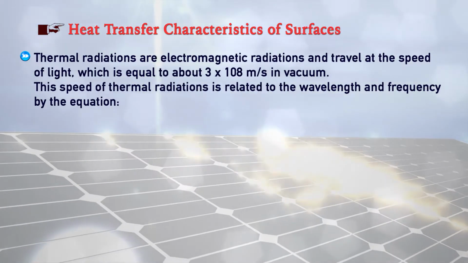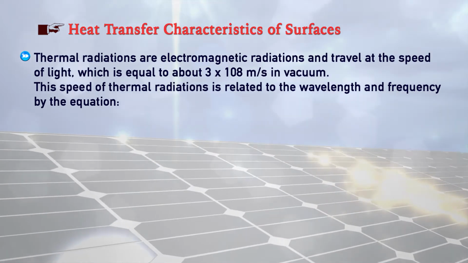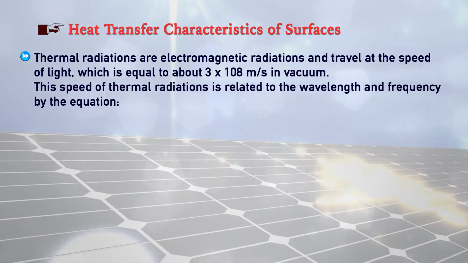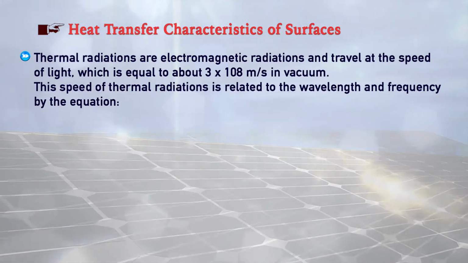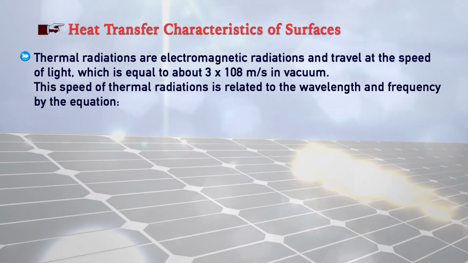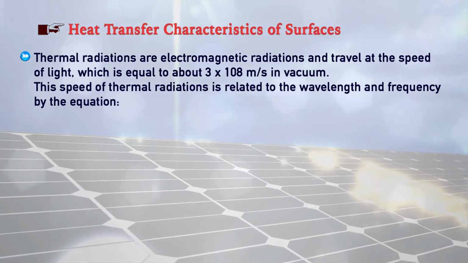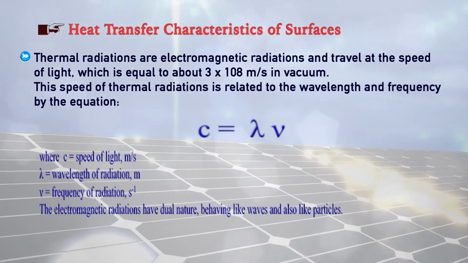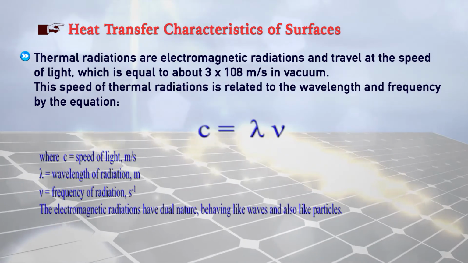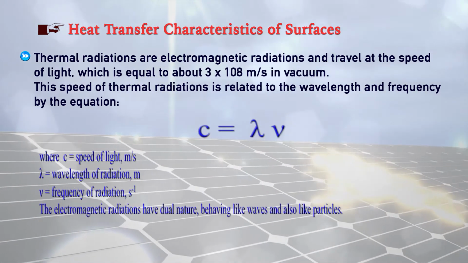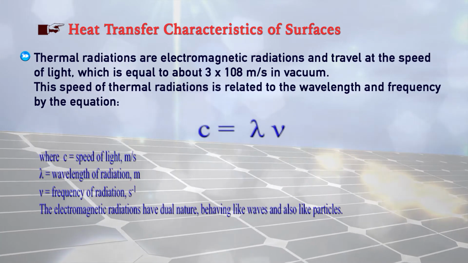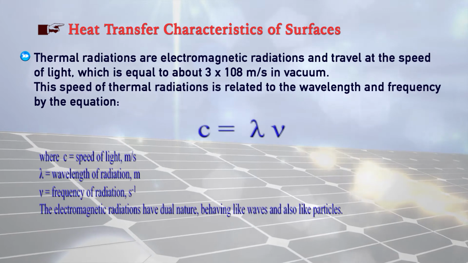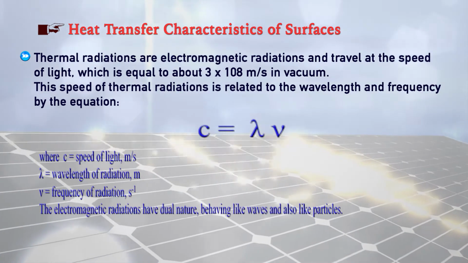Thermal radiations are electromagnetic radiation and travel at the speed of light, which is equal to about 3 into 10 to the power 8 meter per second in vacuum. The speed of thermal radiation is related to the wavelength and frequency by this equation: C equal to lambda nu, where C is the speed of light, measured in meter per second, lambda is the wavelength of radiation, with unit meter, and nu is the frequency of radiation, with unit 1 upon second.